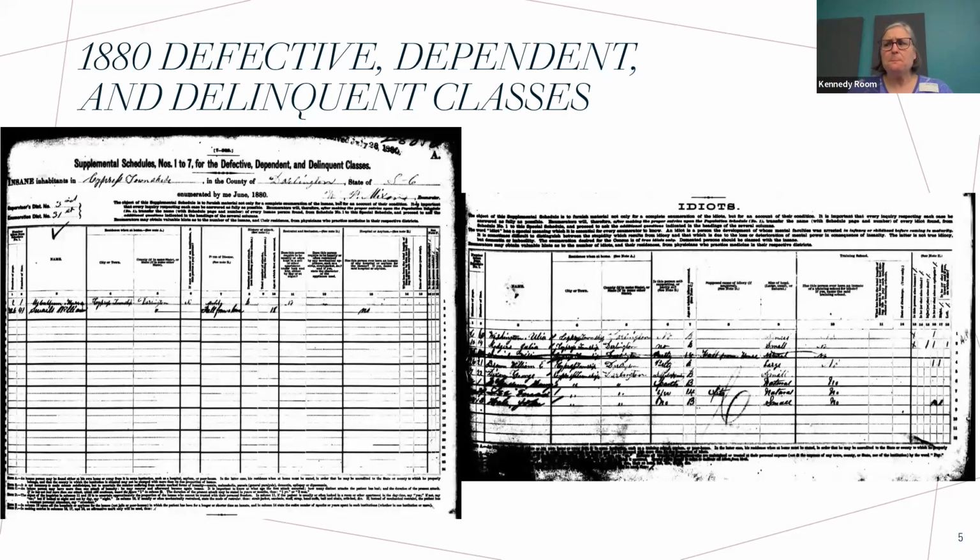So if you look at this, you will be able to go back to the population census for that same enumeration district and be able to find this person. This just gives more information. So the Schedule 1 is insane inhabitants. So these are, let me get my cheat sheet.